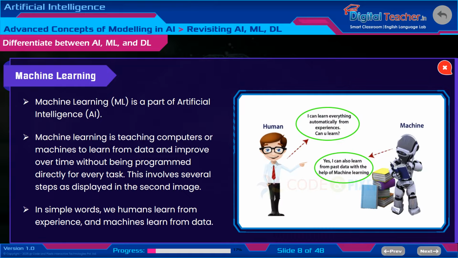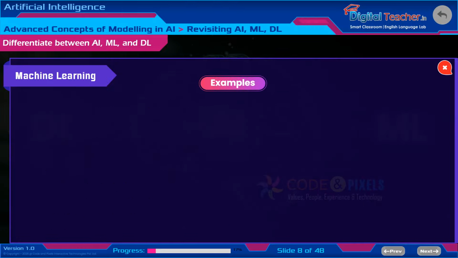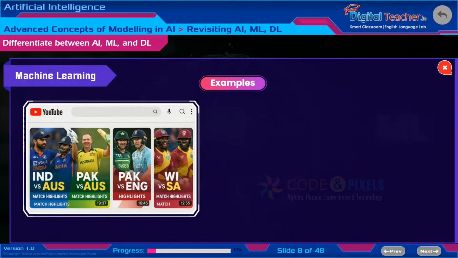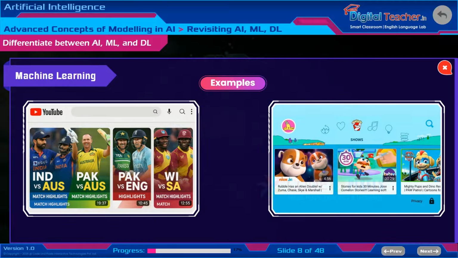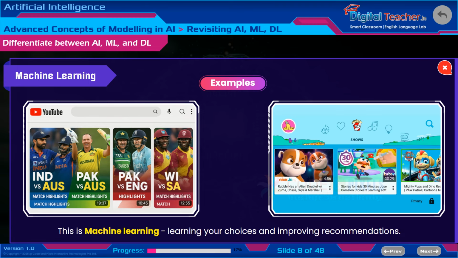In simple words, we humans learn from experience and machines learn from data. Example. YouTube shows you videos based on what you watch. If you often watch cricket highlights or any cartoon shows, it learns your interests and suggests more cricket videos or cartoon videos. This is machine learning, learning your choices and improving recommendations.